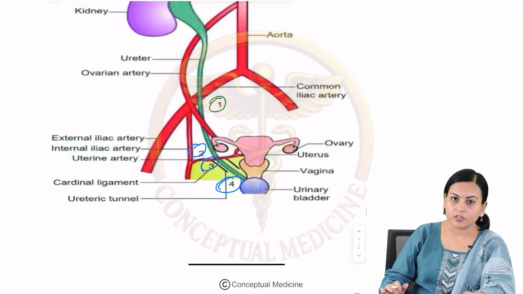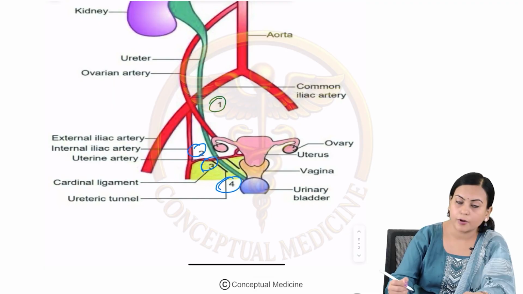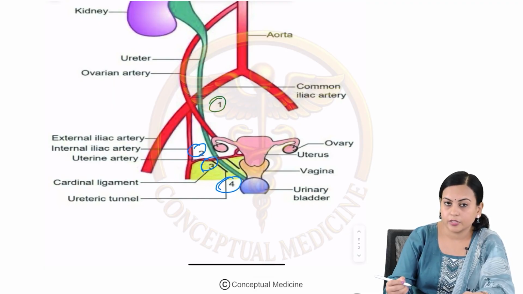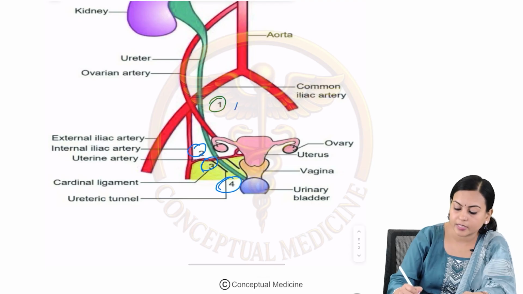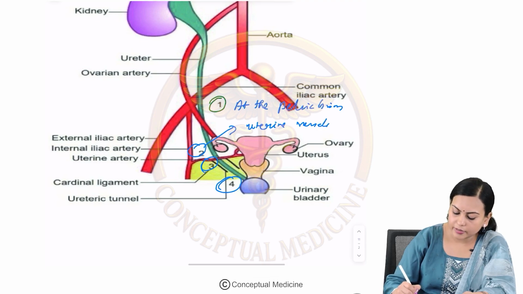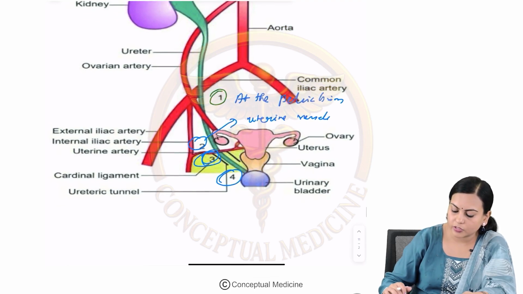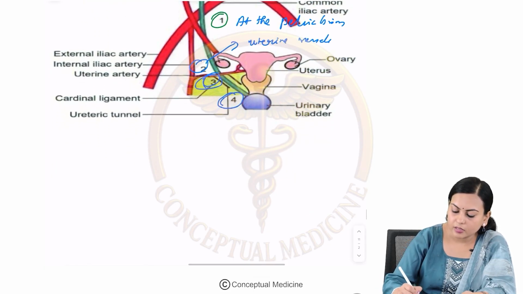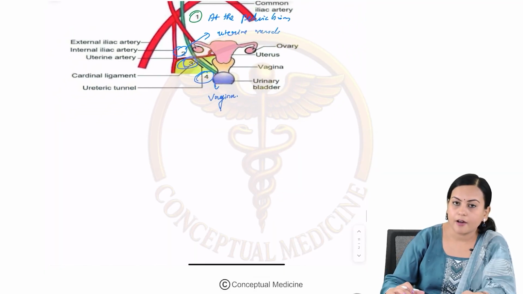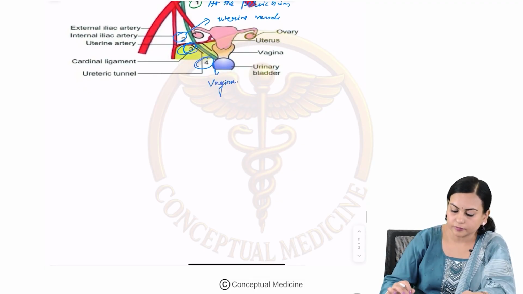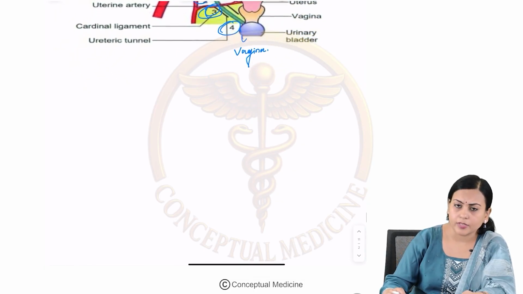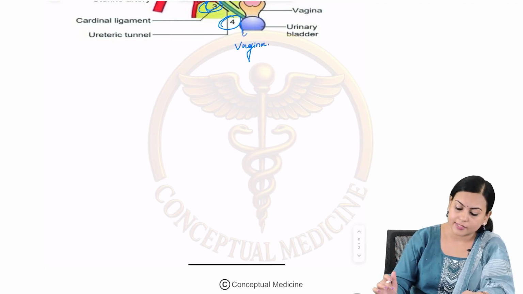So, what is the clinical significance of learning this part? First, while you are doing any surgeries, there can be injury to the ureter that can happen in 4 regions. The first part is at the pelvic brim. The second part is where it is crossed by the uterine vessels in the broad ligament. The third region is near the cardinal ligament, and the fourth region is near the vagina. So, one should be aware of the anatomy of the ureter and its course through the pelvis while doing any surgeries like cesarean section or hysterectomy.